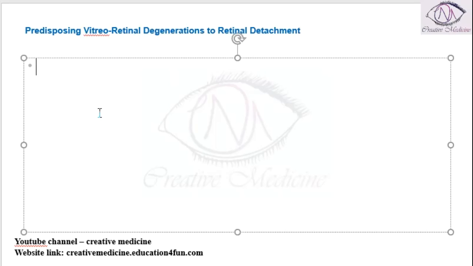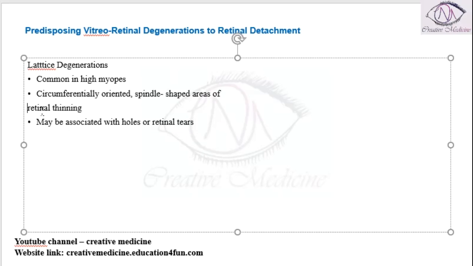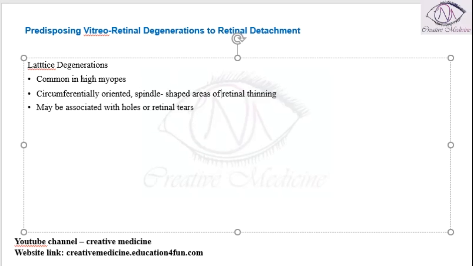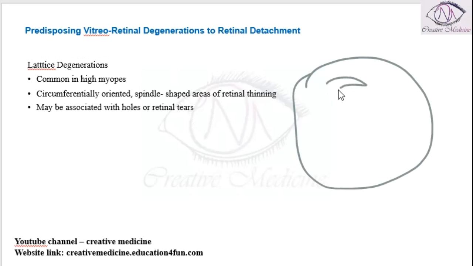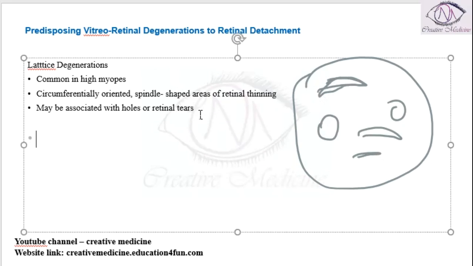Predisposing factors of retinal degenerations can include lattice degeneration. Lattice degenerations are common in patients with high myopia, and they are circumferentially oriented, spindle shaped areas of retinal thinning. Actually, if this is the retina, we see retinal thinning, which can be spindle shaped areas of retinal thinning. Retinal tears and holes may be seen in lattice degeneration.